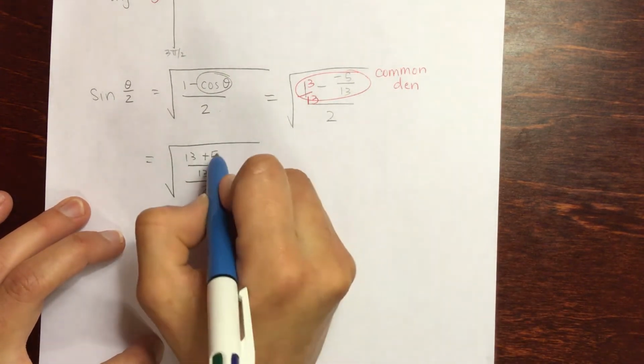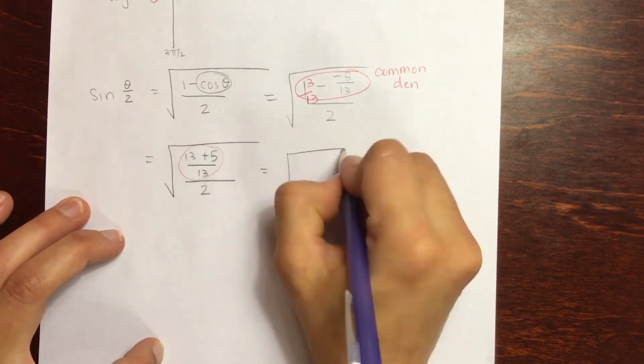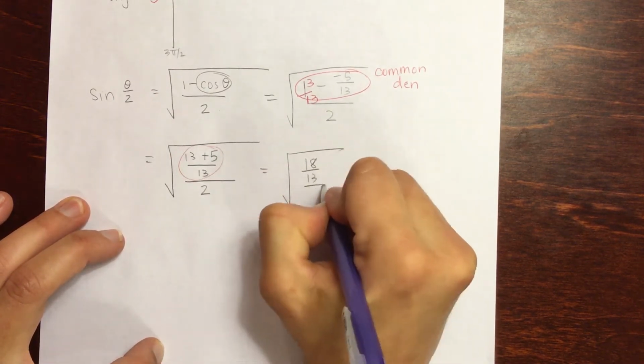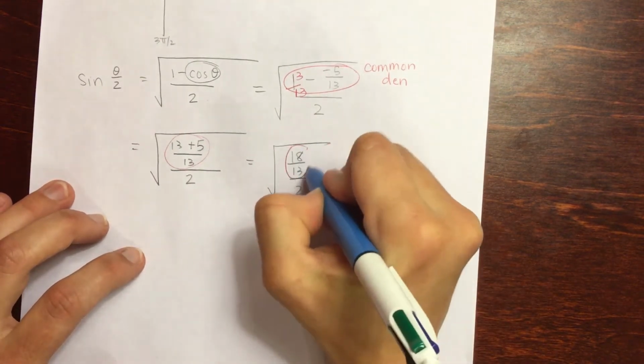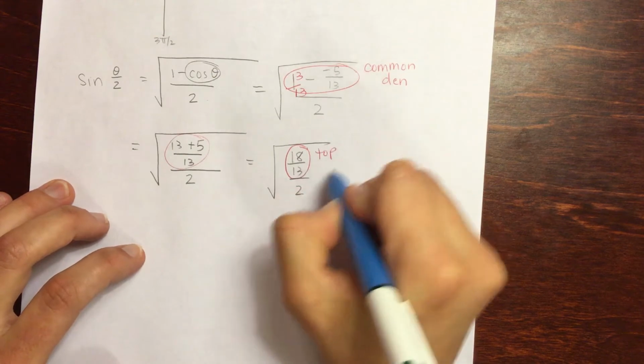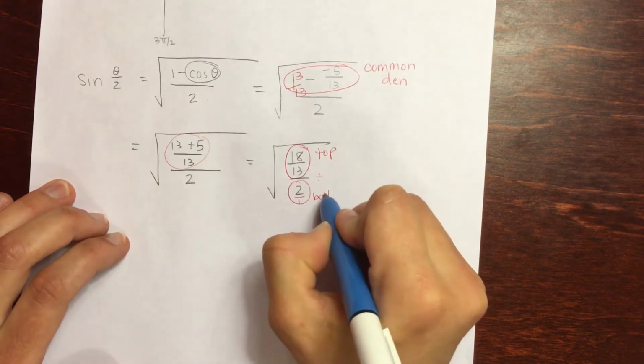So notice that my top part is now 18/13 over 2. Okay, so now I'm going to write it as the top divided by bottom, and I can put this over 1 if that will help.